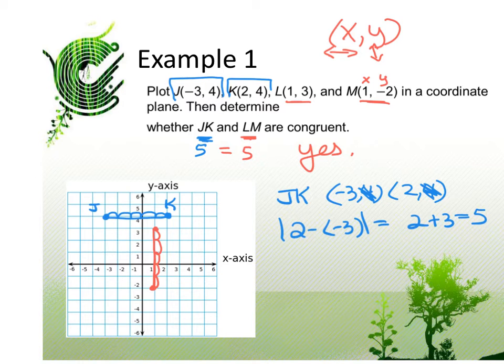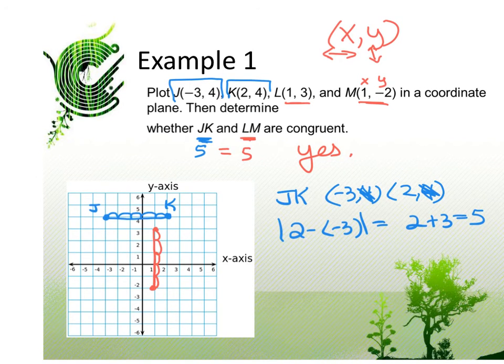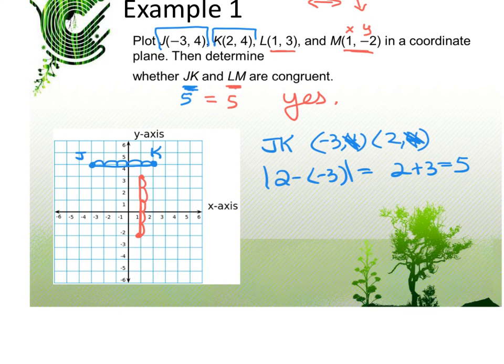I can do the same thing for LM. So my coordinates for LM are 1, 3 and 1, -2. So the ones are the ones that are the same. So I'm just going to do 3 minus -2, and again I get 5. So I could state that JK is congruent to LM.